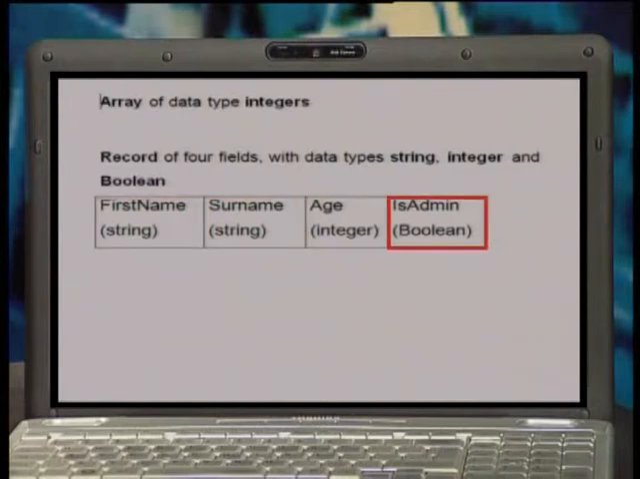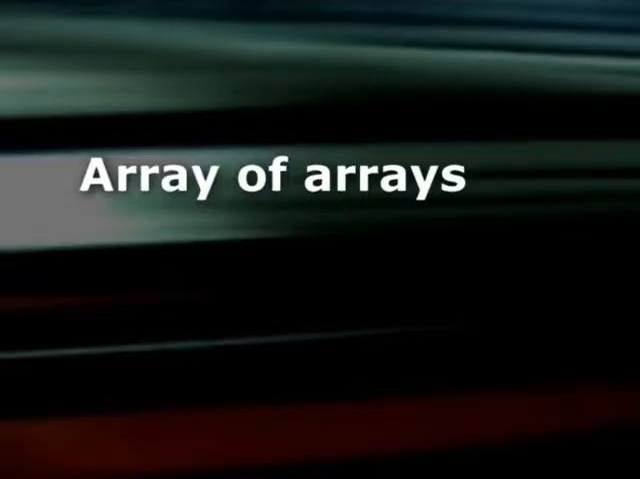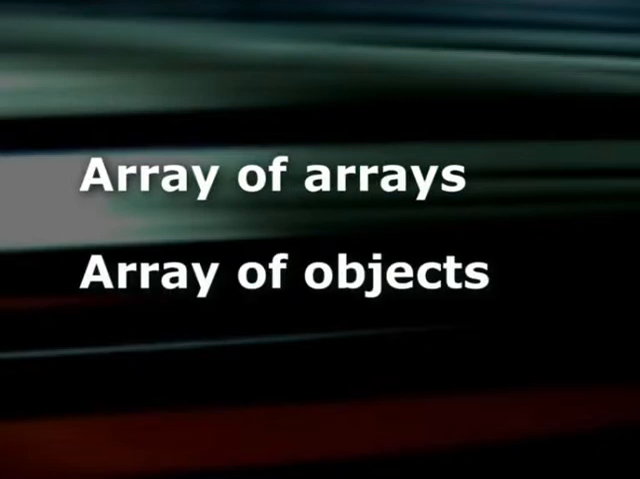and Boolean. We can have an array of records where each element of the array is of the same data type, a record data type, but each record has different data types. Similarly, we can have an array of arrays or an array of objects.